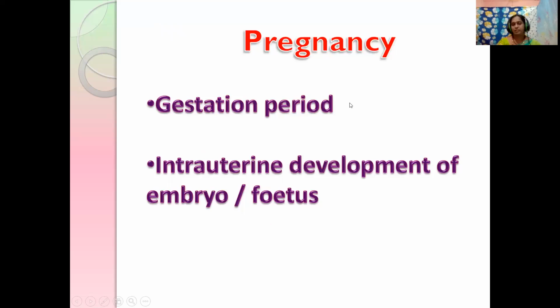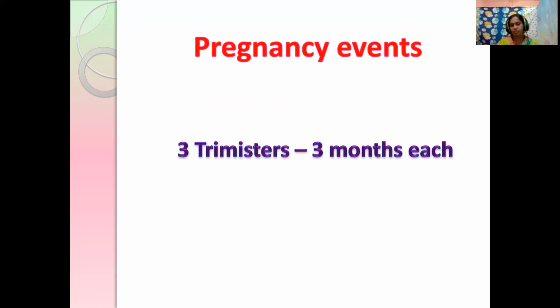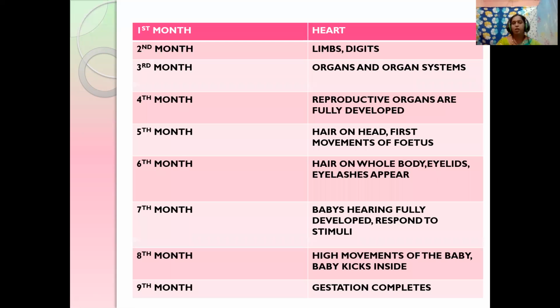What is pregnancy? This is the gestation period. Then where is the pregnancy protected, children? Yes, the uterus. Intrauterine development of the embryo or the fetus takes place in the uterus. How many days? Pregnancy averages 266 days, that is between 38 weeks to 40 weeks. This is divided into 3 trimesters, meaning a mother bears the child for 9 months, so 3 trimesters means 3 months each. Then what are the various organs developing in each month? We shall be seeing.